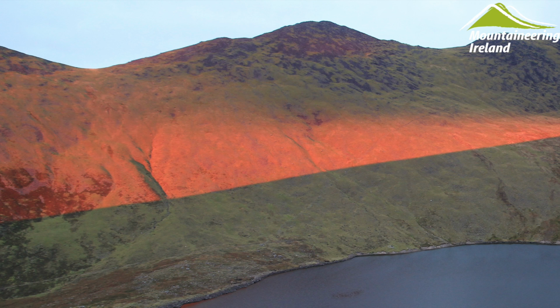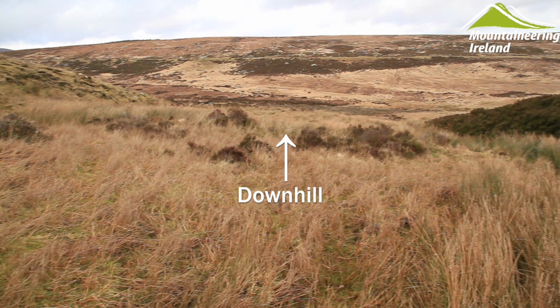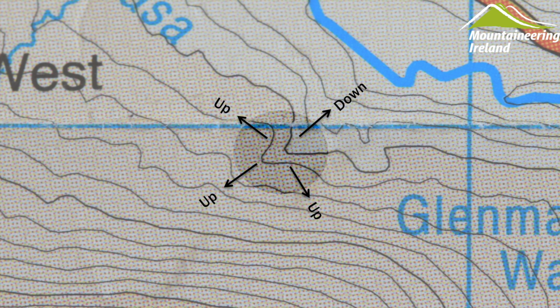The reentrant is the same shape as a valley, but on a smaller scale. The definition of your reentrant is uphill on 3 sides and downhill on 1. This is how the reentrant is shown on the map, with the contour lines cutting into the slope.